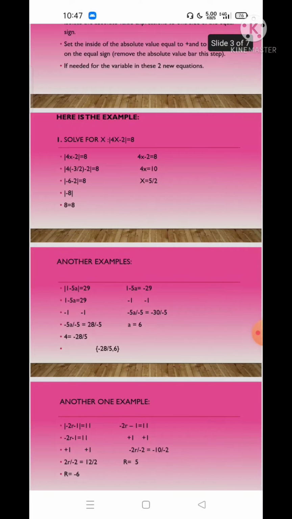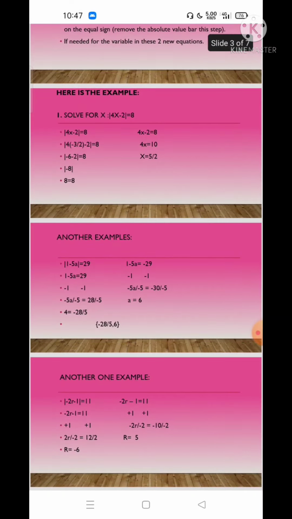So another example. |-2r - 1| = 11. So -2r - 1 = 11. Add positive 1, then -2r over -2 is equal to 12 over -2. So the answer is -6. So that is the answer.